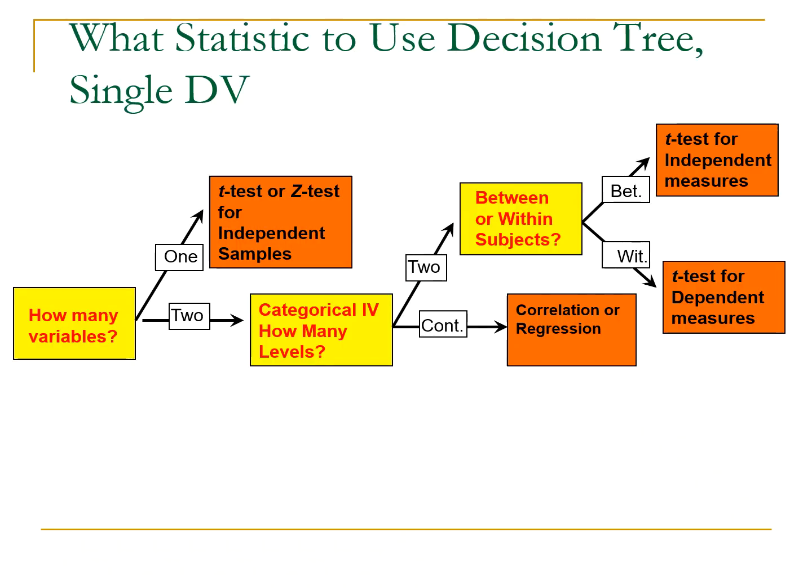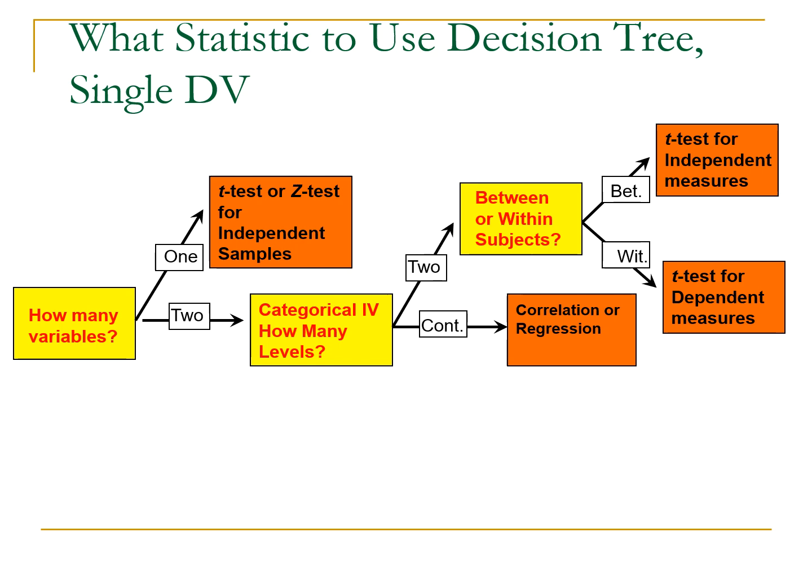So again, just thinking through what we've added in this class, the first question we ask is how many variables. If there's only one, we have a t-test or z-test for independent samples. If we have two variables, the question becomes, if the categorical IV is continuous, we're at regression or correlation. If it is a 2, we then ask, is it a between or within-subjects design? If it's between subjects, different people in each condition, we use the t-test for independent measures. And if it's within subjects, the same people in each condition, we do the t-test for dependent measures.